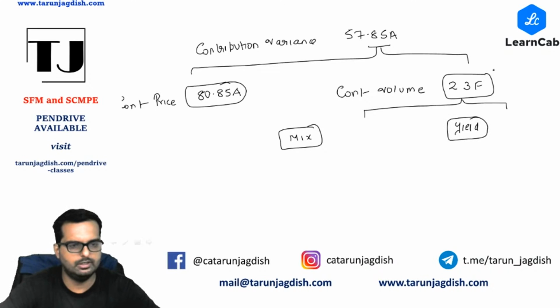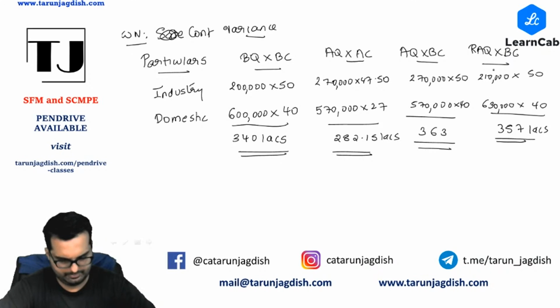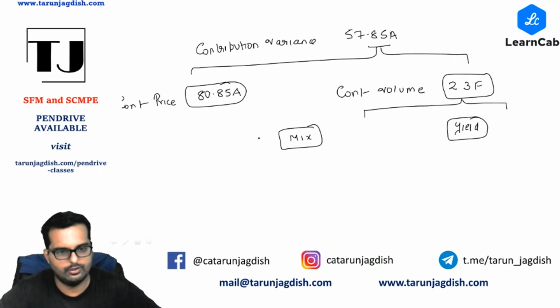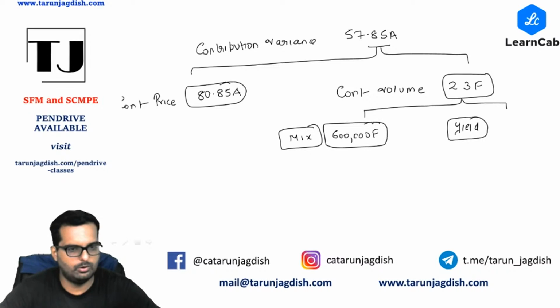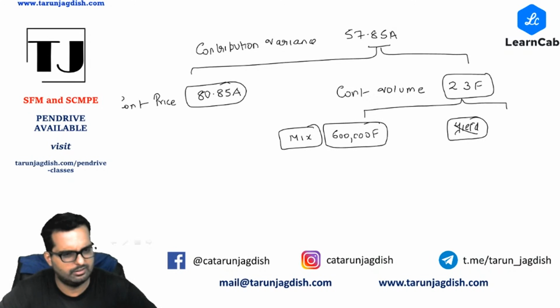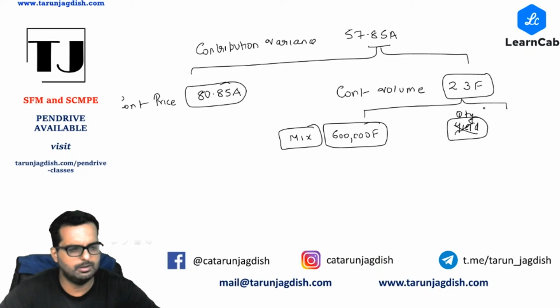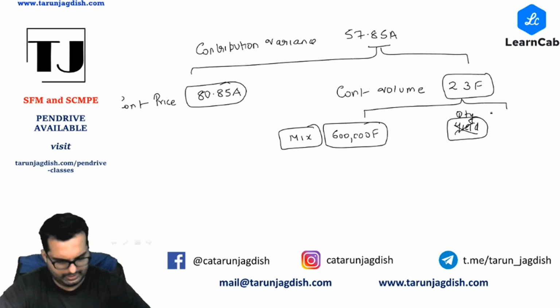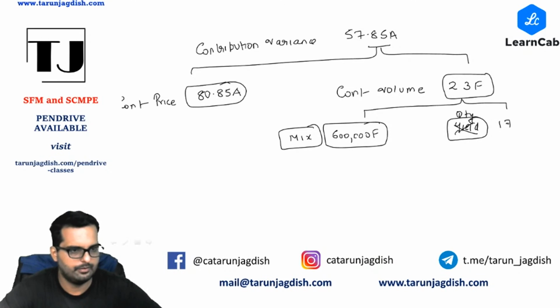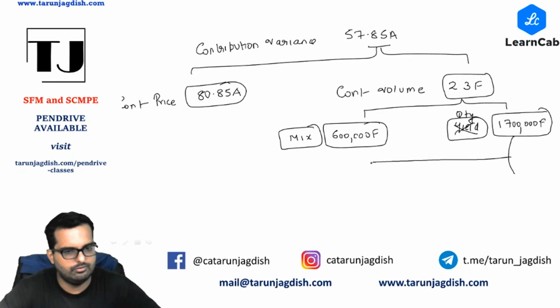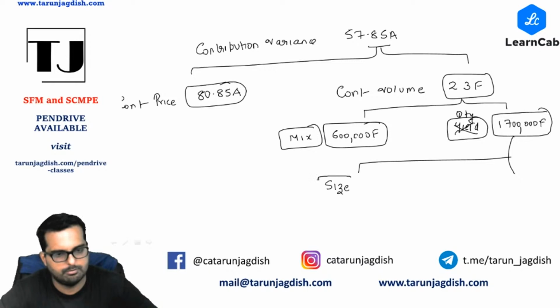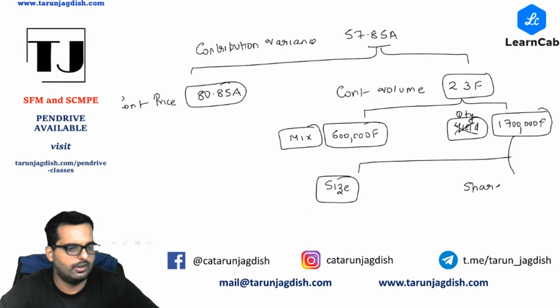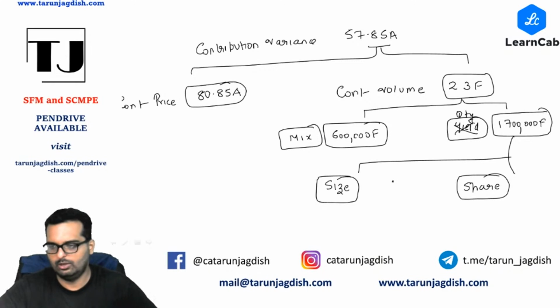Now tell me, how much is the mix variance that we are getting over here? Is it 357 minus 363? It is 6 lakh favorable. And what about the yield, or some people call it the quantity variance? We can use many terminologies for this. This becomes a balancing figure actually. That would be 23 minus 6, that is 17 lakhs favorable. Under this, we have two more variances. One is called size variance and the other is called share variance. Can you please write this down in your books first?